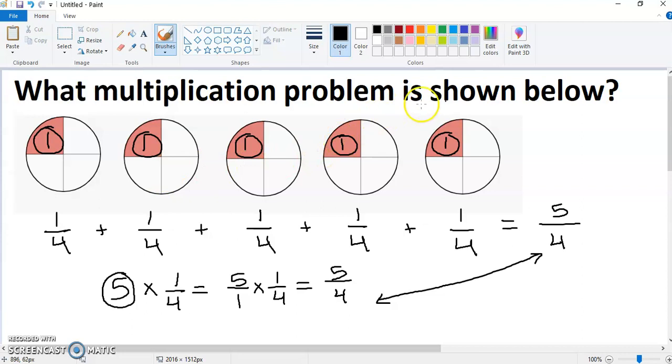So the multiplication problem shown here is you have 5 fraction circles, 5 of these groups, and each one shows 1/4 shaded pink. So you multiply 5 times 1/4. You rewrite 5 as 5 divided by 1, or 5 over 1. Multiply 5 times 1, 1 times 4, and you found your multiplication problem.